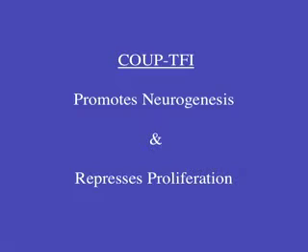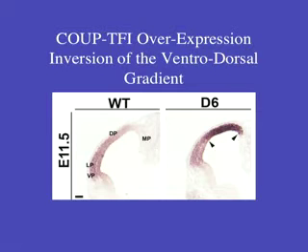Now I'd like to show you that COUP-TFI promotes neurogenesis and represses proliferation. So here we are again back to looking at the ventral to dorsal gradient of COUP-TFI. This is in the wild type, and then this is in the overexpression mouse, where you can see that COUP-TFI indeed is expressed much more in the dorsal cortex than in the wild type mouse.